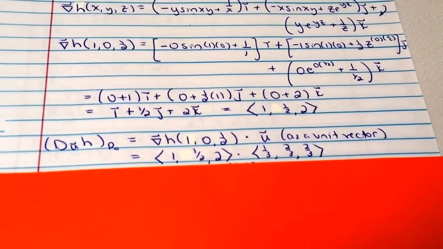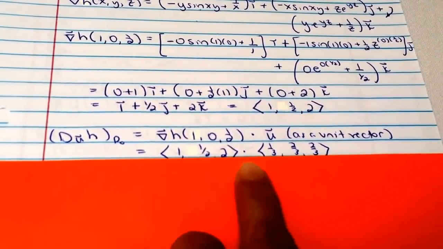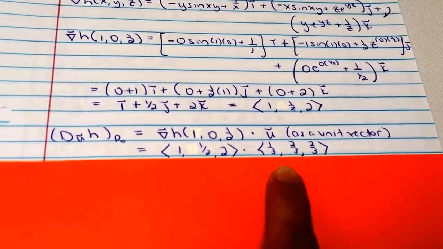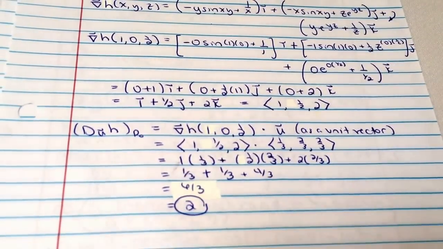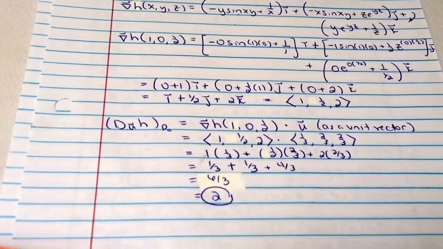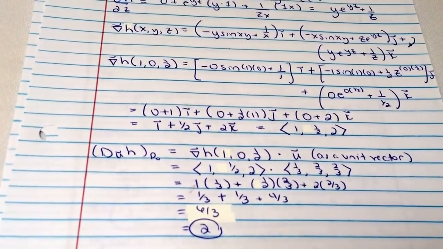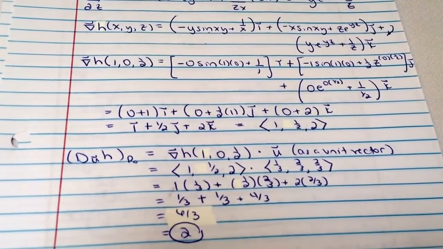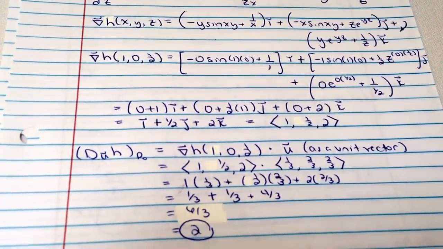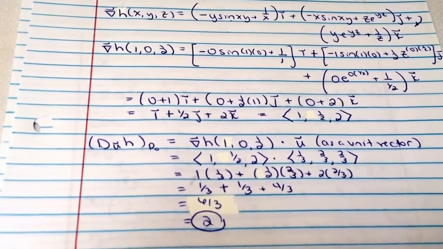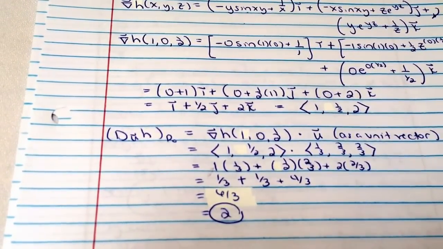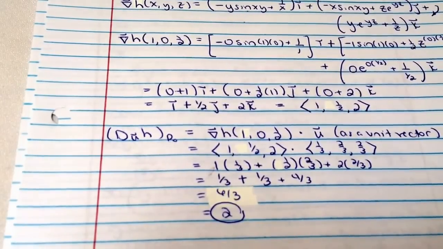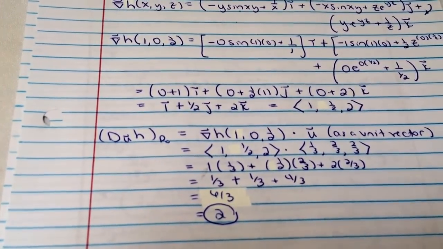So here's my gradient vector. Here's my u that I changed to be a unit vector. I'm going to do the dot product between these. And so I get 2. So notice that because directional derivatives are dot products and dot products are scalars, directional derivatives are scalars. Gradient vectors are vectors, but directional derivatives are scalars. So your final answer for a directional derivative should not be a vector. It should just be a scalar.